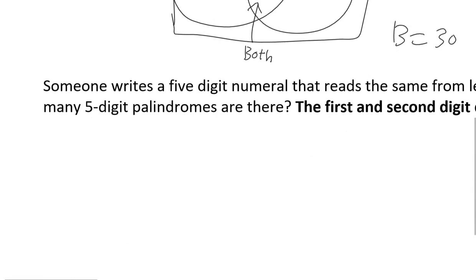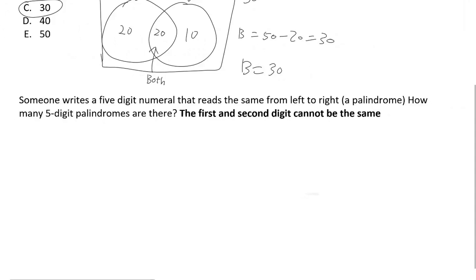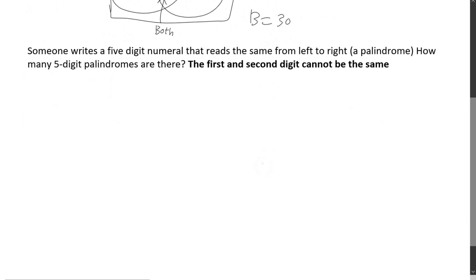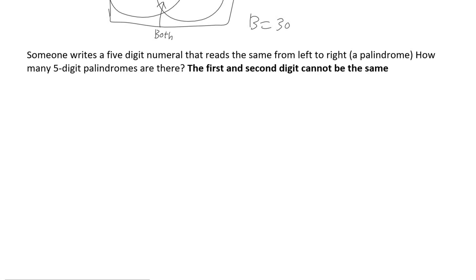Now, moving on to the second type of question. Someone writes a 5-digit numeral that reads the same from left to right. How many 5-digit palindromes are there? Sorry, palindrome. I bolded this right here. First and second digit cannot be the same. Very important.